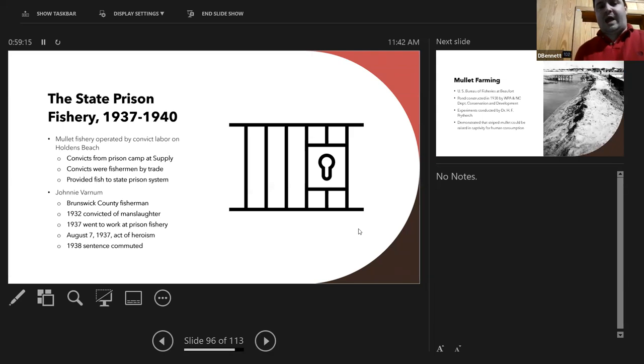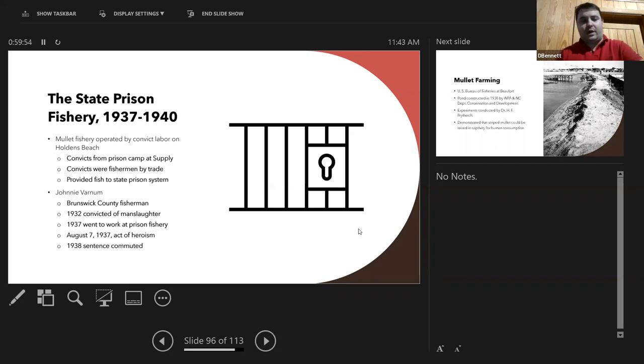One of the interesting things that did happen in the late 30s and early 40s was the state prison system established a mullet fishery on Holden's Beach in Brunswick County, and they populated that fishery with commercial fishermen who were in jail, and they're at a prison camp in Supply, North Carolina, which is also in Brunswick County. And the fish caught were distributed to all the prisons within the North Carolina prison system. And it was actually a very successful operation.